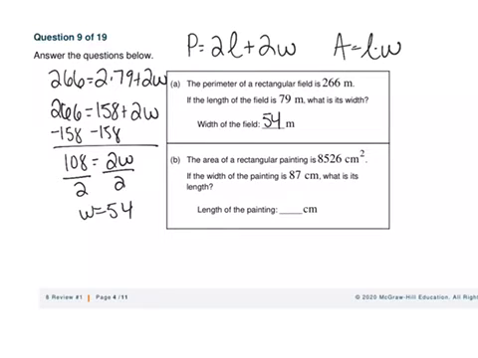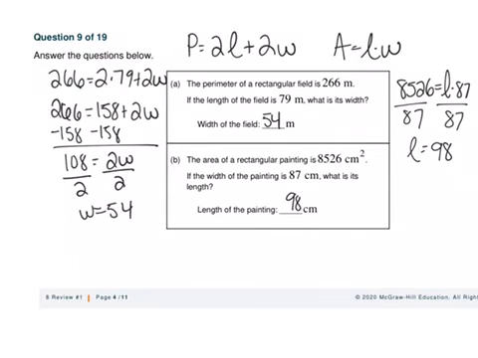This second one gives you the area of a rectangle, which makes it a little bit easier. So they say the area is 8,526 centimeters squared, and they don't give you the length, but they do give you that the width is 87. So if I want to find the length, all I'm going to do is divide it by 87. So I've got 8,526 divided by 87, and that gives you that the length for this one is 98 centimeters. Okay? So the area one is a little bit simpler and less work than the perimeter one.